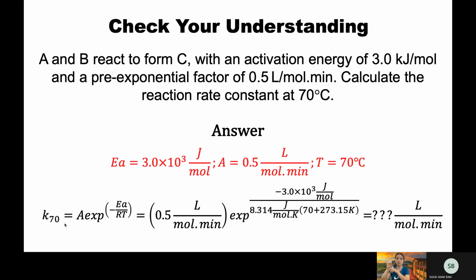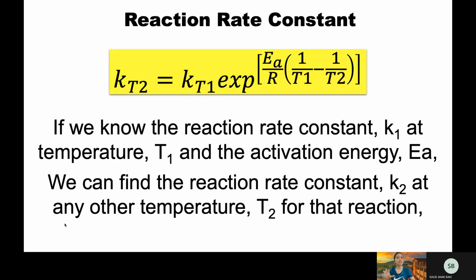A, pre-exponential factor, activation energy, temperature. Without these three unknowns, I cannot find my K. However, there is another alternative equation, which is actually the second version of the equation, with which you can also find the value of K, but you don't need to know the pre-exponential factor. On the other hand, you need to know another two things.